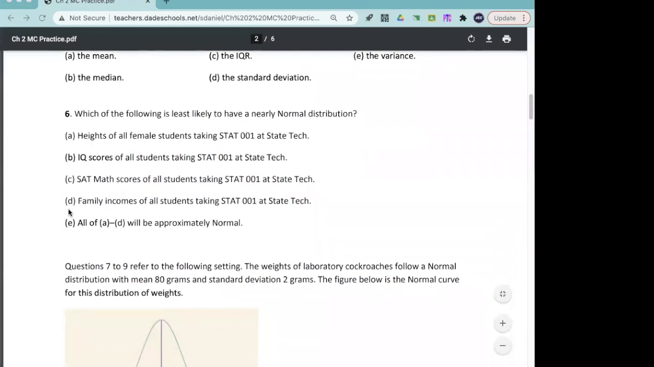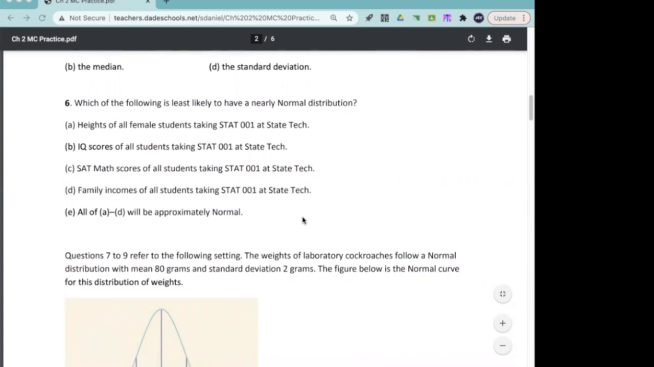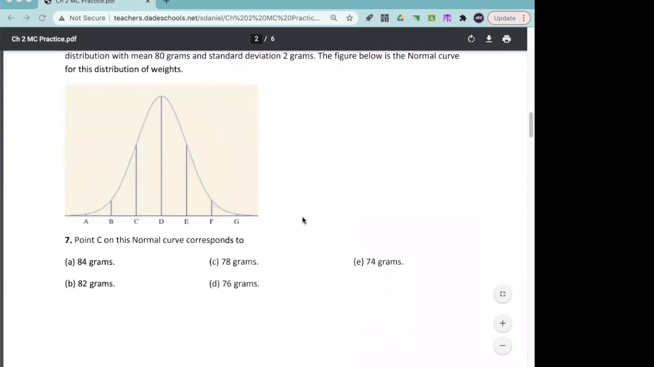Okay, number 6, nearly normal distribution. I honestly don't really agree entirely with this question. But they're saying that it's D, the family incomes are not going to be normally distributed. Maybe everybody who goes to the same school has similar incomes. I don't really necessarily agree with that, so I'm going to let that one go.